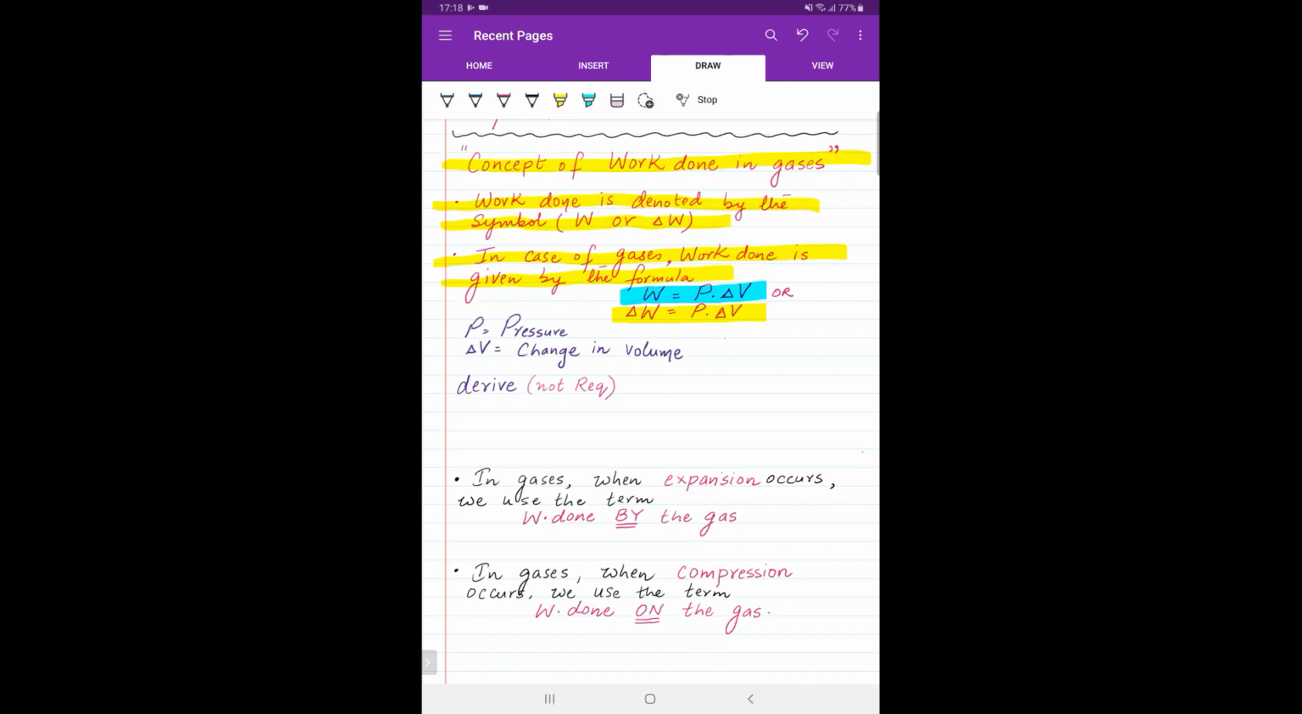P in this case refers to the pressure of the gas. And delta V refers to the change in the volume of the gas. So to calculate work done in case of gases, we need to know the pressure and we need to know the change in volume. I'll just give you an example. So pressure multiplied by change in volume gives you work done in case of gases.